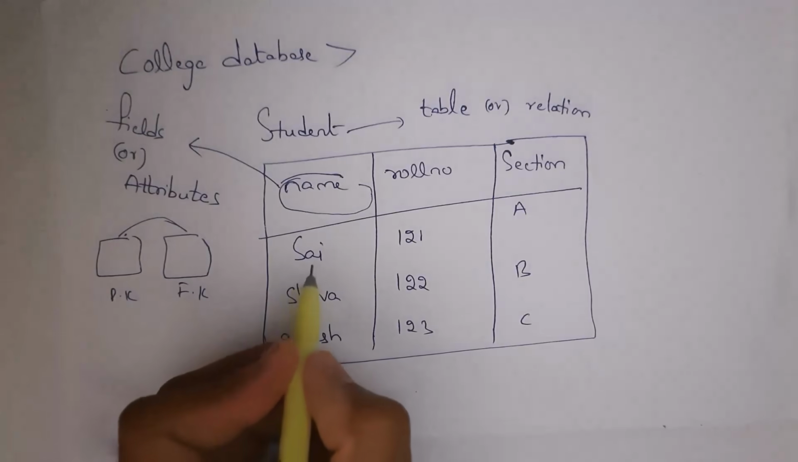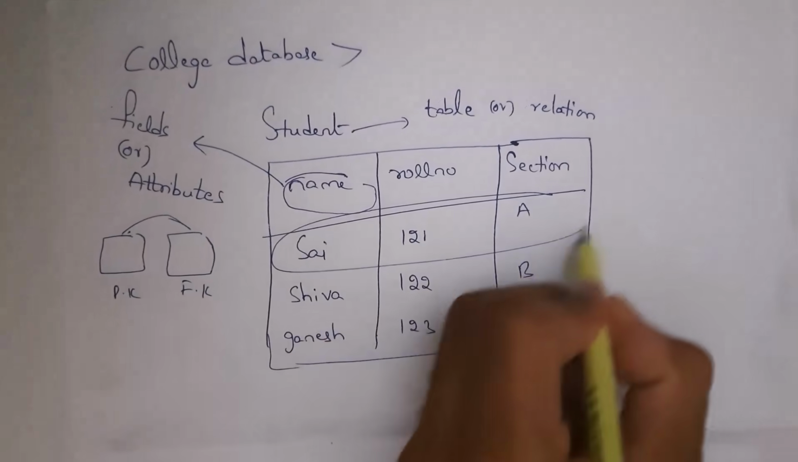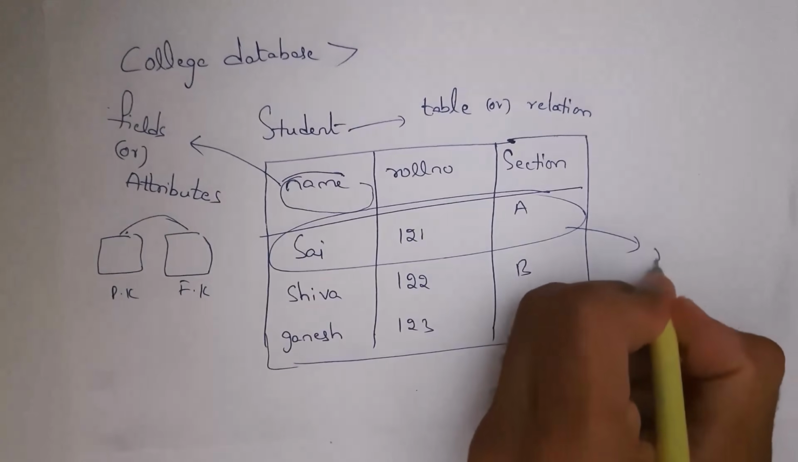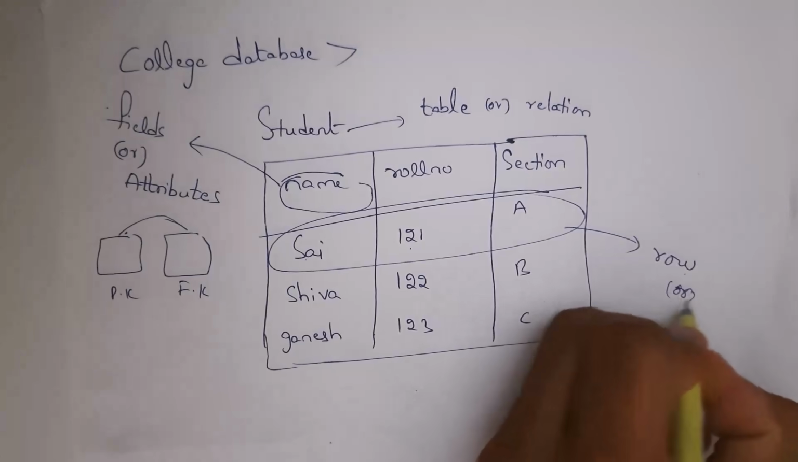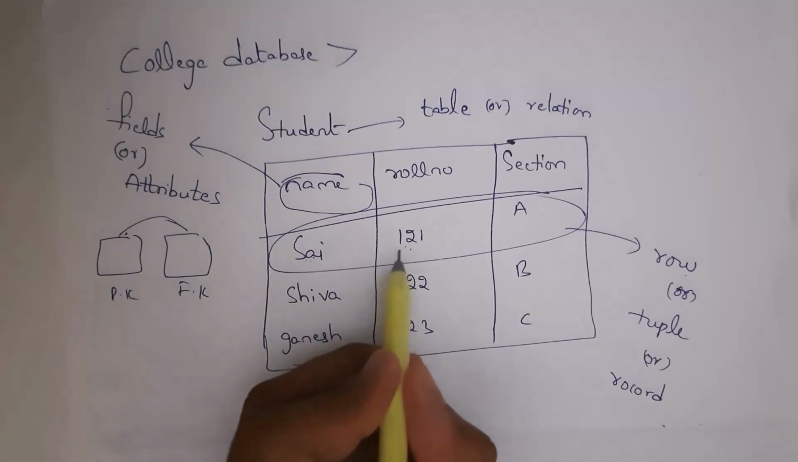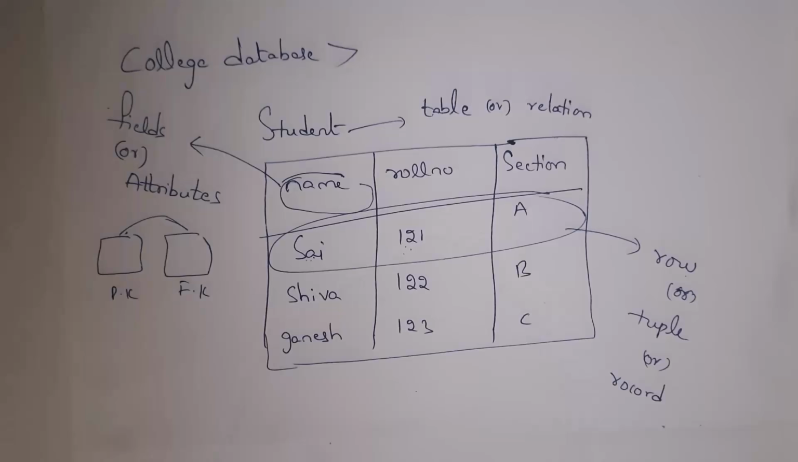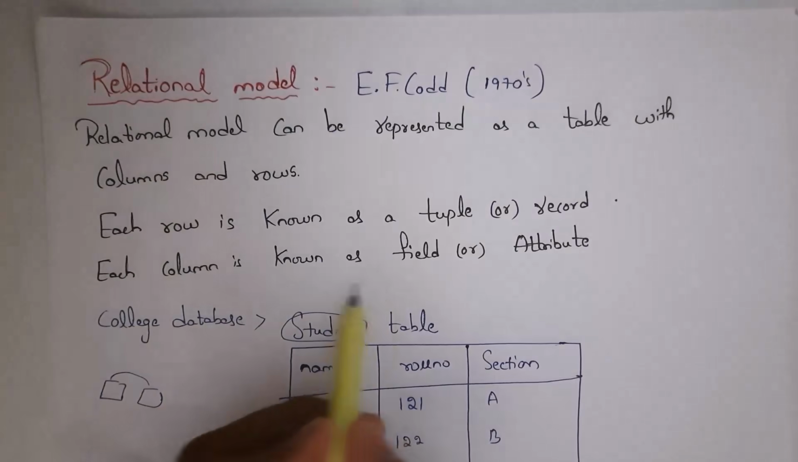For example, if you consider name Sai, roll number 121 and section A, this is one row. So we call it as row. So we can also call this row as tuple or we can also call this row as record. So name Sai, roll number 121 and section A, it is considered as row or tuple or record. All are same. Each column is known as field or attribute.